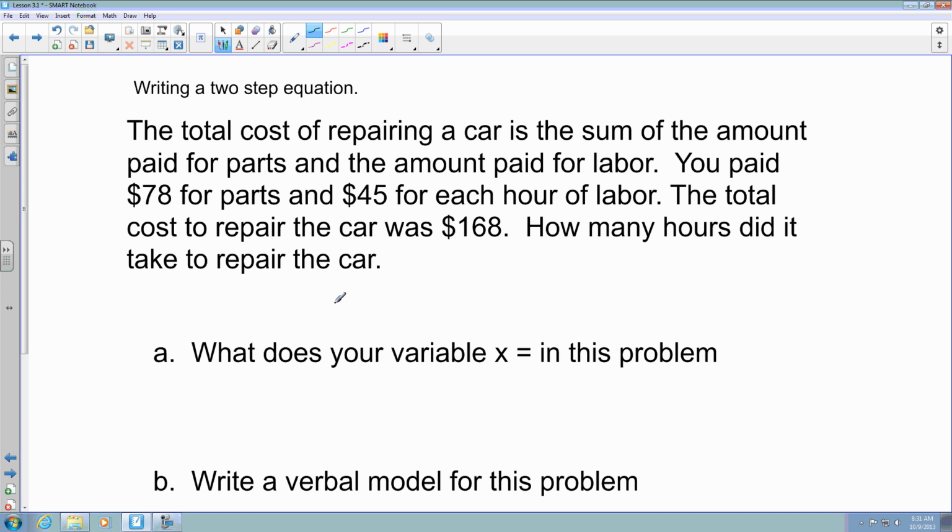So I've got a story problem. It says the total cost of repairing a car is the sum of the amount paid for parts and the amount paid for labor. You pay $78 for parts and $45 for each hour of labor. The total cost to repair the car was $168. How many hours did it take to repair the car?